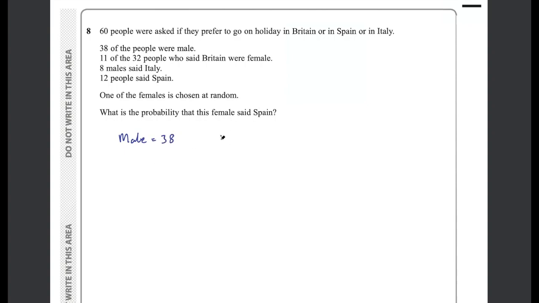That means how many are female? We can work that out. 60 take 38, sorry, is 22. So then they also tell us that 8 of the males said Italy. So let's just make a bit of a tally. We've got 8 males that said Italy. We have 12 people said Spain.